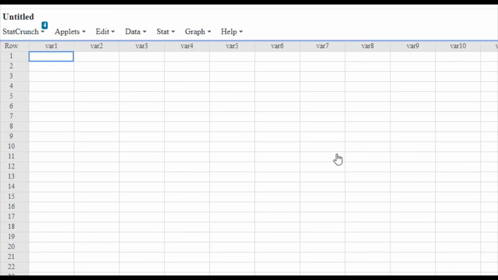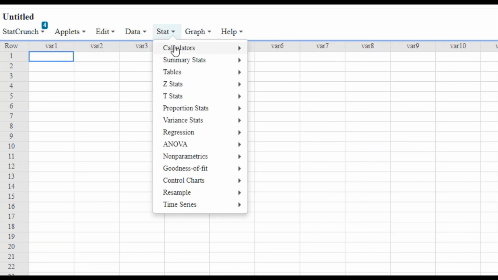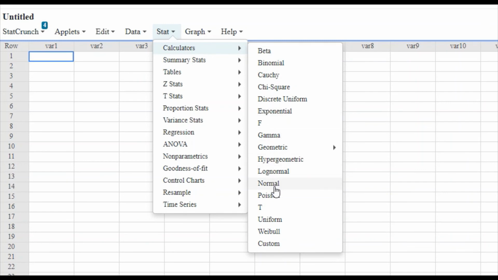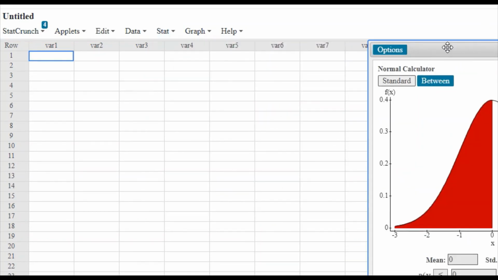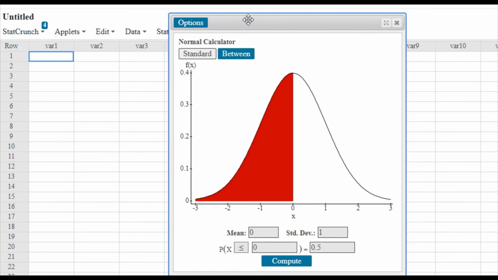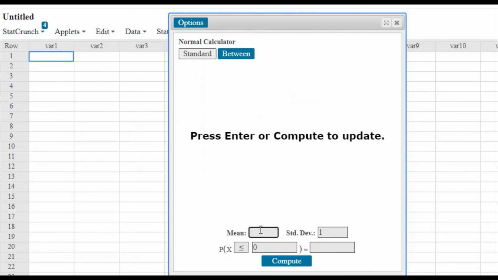We can also use the normal calculator in StatCrunch to find the answers to the problems we just completed. In StatCrunch, we go to Stat, Calculators, then Normal. This will open up the normal calculator. Let's say we wanted to find the answer to part C. What percentage of people have an IQ score greater than 142? First, we enter the values for the mean and the standard deviation we were given. Here, that was 100 for the mean and 14 for the standard deviation.